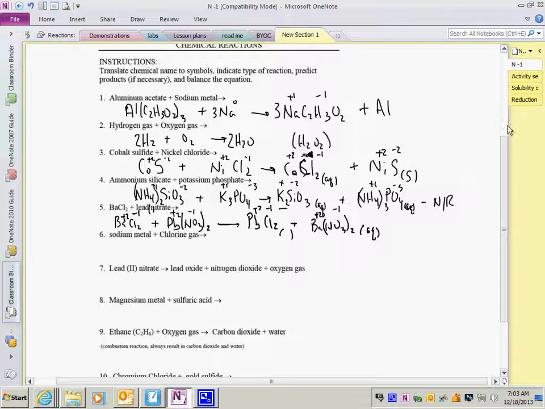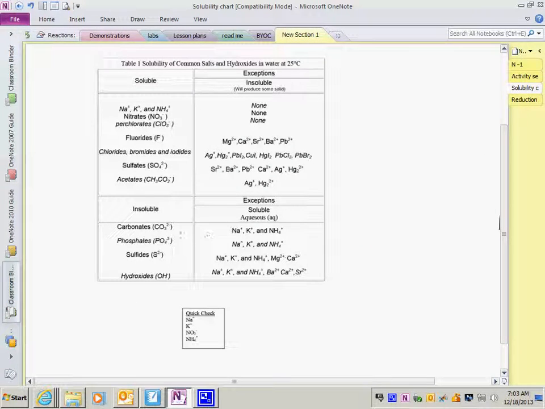I do need to check for barium chloride, so you're looking for chloride in here. Chlorides are generally soluble except for lead.